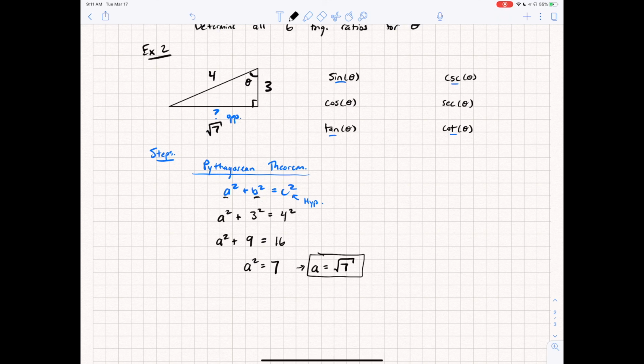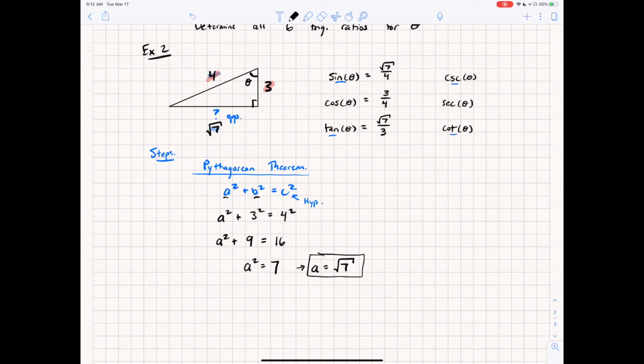So now that I have all 3 sides, I can now go through and find all 6 trig ratios. Sine is opposite over hypotenuse, so that's root 7 over 4. Cosine, caught another hippie, is adjacent over hypotenuse. So this will be 3 over 4. And then tangent is opposite over adjacent. So in this case, root 7 over 3.